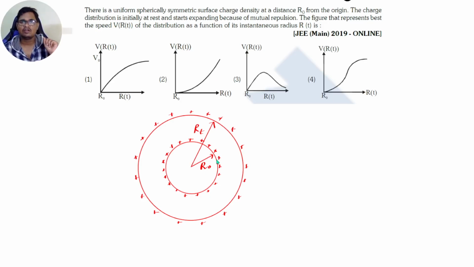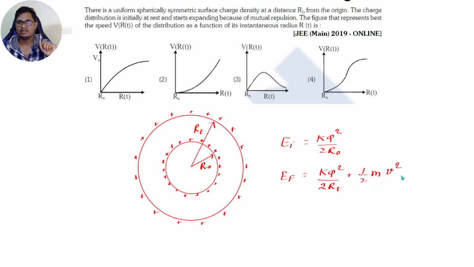Second point is the conservation of energy. Because this is an isolated system, the total energy of the system will be conserved. Initially total energy is available in the form of self energy only, that is kq squared by 2r0. But as it expands, its self energy is decreasing, and because of that the system acquires some kinetic energy. So the initial energy is kq squared by 2r0. Then the final energy is kq squared by 2rt, the self energy, plus the kinetic energy. All particles have the same speed, so if I integrate the mass of all the particles, I get total mass m. So half m v squared.